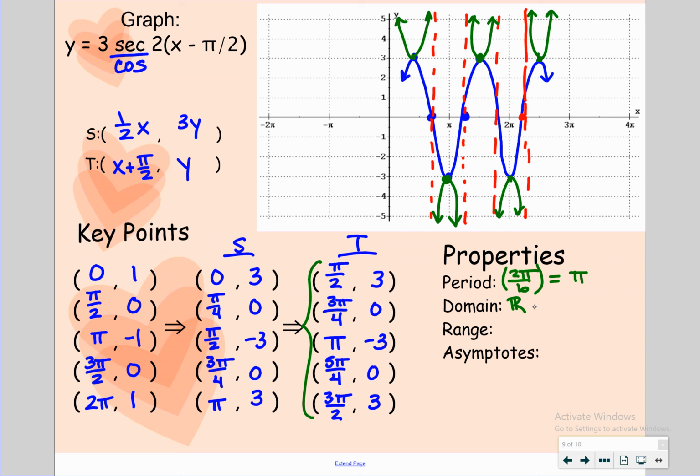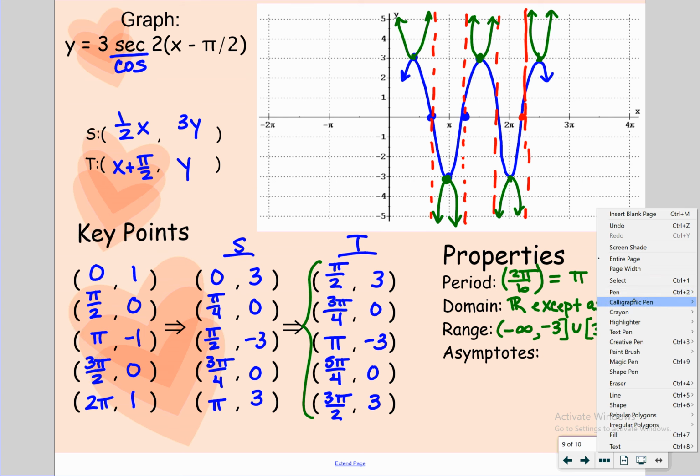Domain, again for these, is all real numbers except the asymptotes. The range, the bottom part of the graph, is negative infinity to negative 3. Use a bracket. Union symbol, bracket, 3 to infinity.